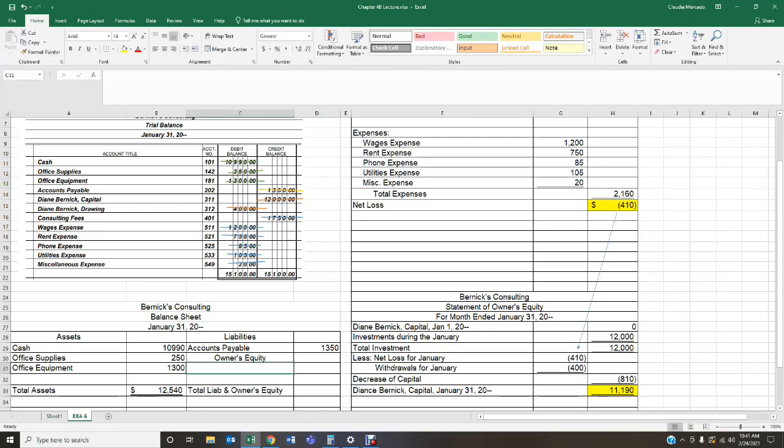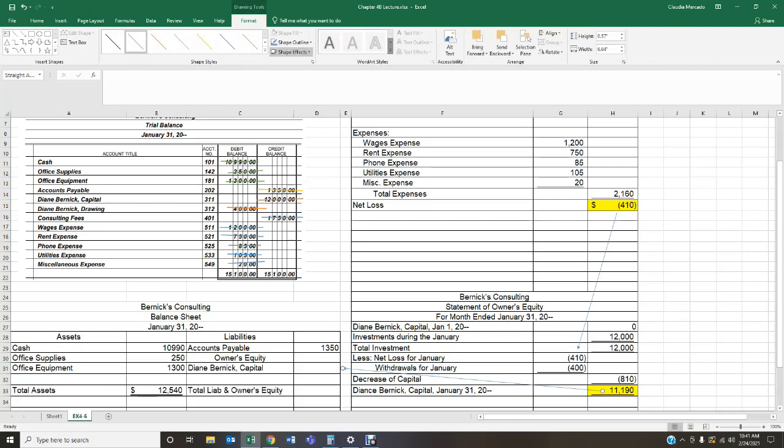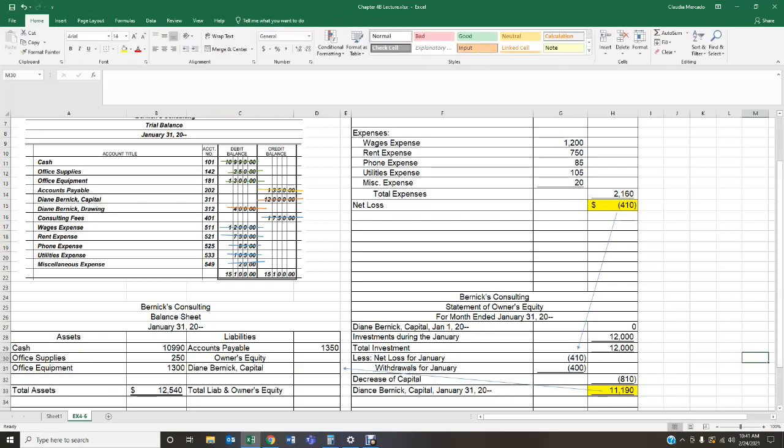Then I have my owner's equity. Okay. Now for your owner's equity, it's your ending capital balance. Remember, this is coming from your statement of owner's equity. Okay. So whatever you got on your statement of owner's equity is transferred over to our balance sheet. Okay. So we are transferring the ending balance of our capital account calculated in our statement of owner's equity over to our balance sheet. So that's going to give me $11,190. Okay.